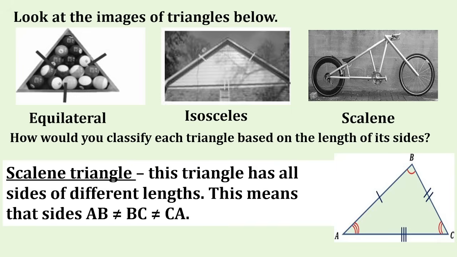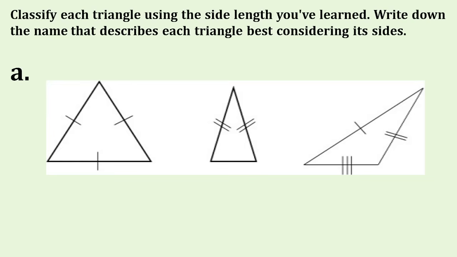Scalene triangle. This triangle has all sides of different lengths. This means that sides AB not equal to BC not equal to CA. Classify each triangle using the side length you've learned. Write down the name that describes each triangle best considering its sides.